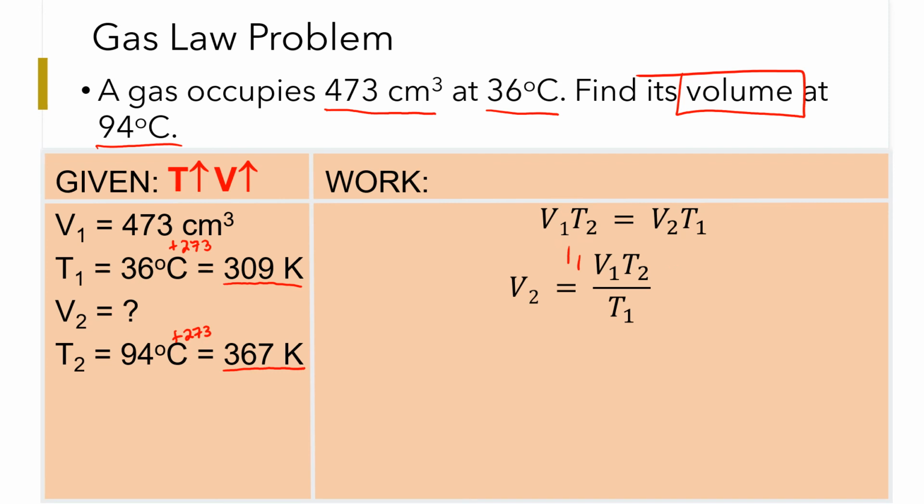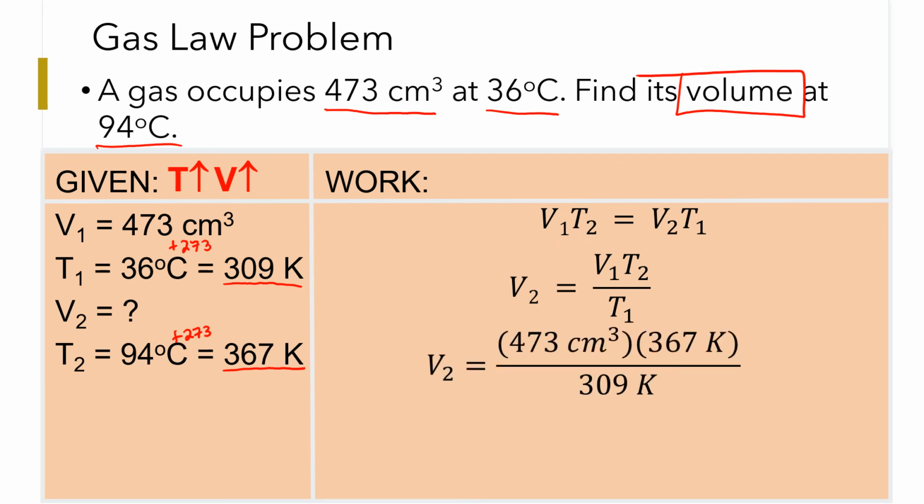Okay, so now time to substitute. I plug in my values and notice that Kelvin cancels out and I have this unit remaining. Type it into the calculator and I get V2 to be 562 centimeters cubed.